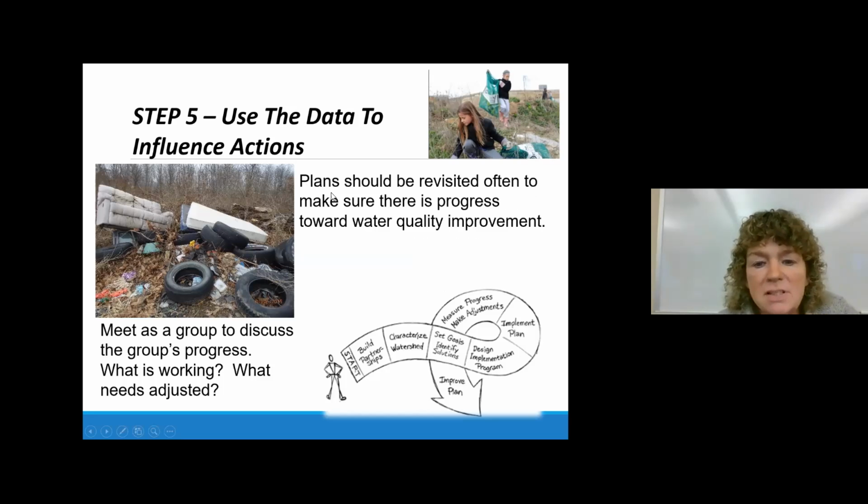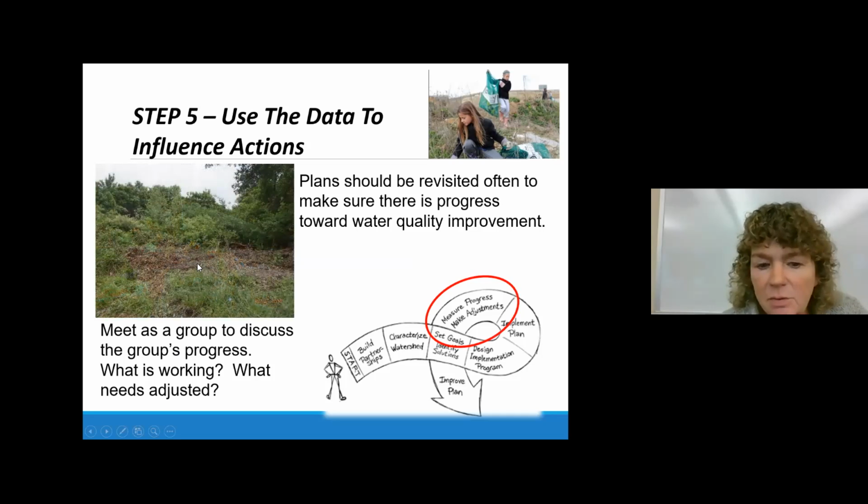As you're using this data, your plans should be revisited every so often. Make sure the progress made is actually still there. You need to measure that progress. Do you need to come back and make improvements? You meet as a group and discuss what the group's progress is, what's working, what's not working, or what needs to be adjusted. As we measured our progress, I went to my illegal dump site and looked at it after it was cleaned up and was thankful it had stayed clean. So nothing else needed to be done here. The people who had used it before had stopped using it once it got cleaned up. So that was good news for us in our watershed.